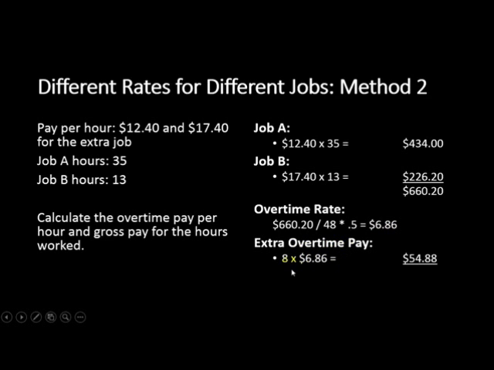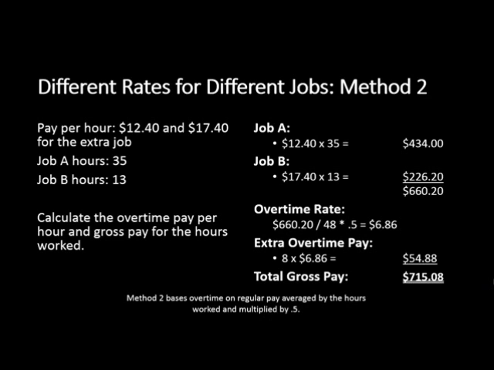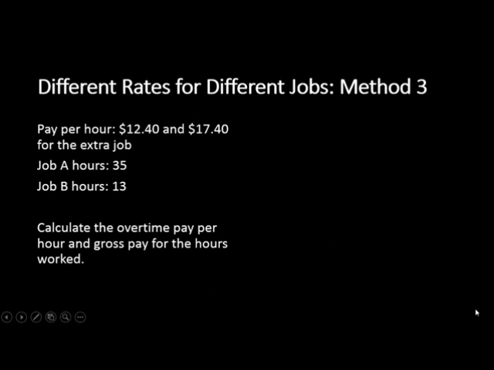Overtime pay is 8 times 6.86 to determine that $54.88 is the overtime pay, to give us a total gross pay of $715.08. Method 2 bases overtime on regular pay averaged by the hours worked and multiplied by 0.5. Different rates for different jobs.